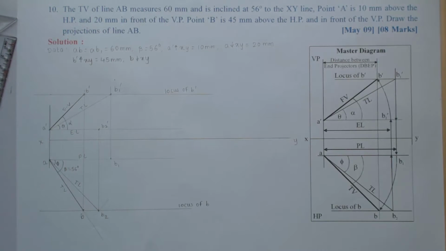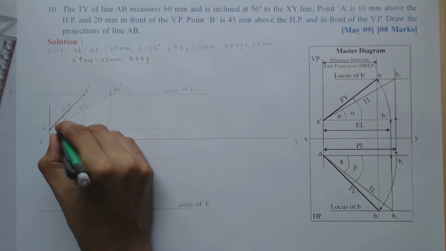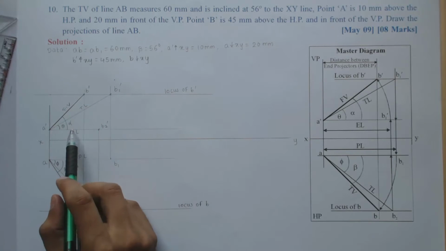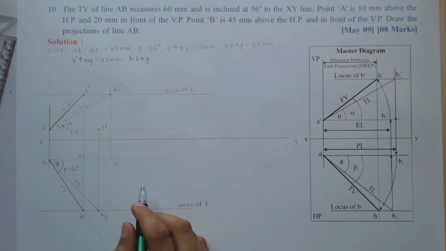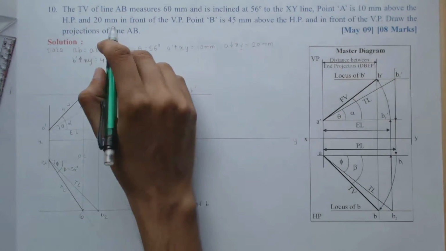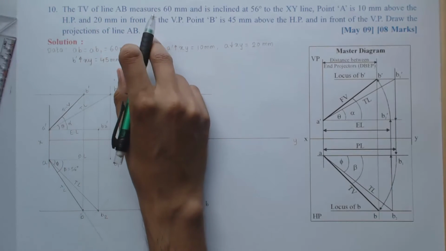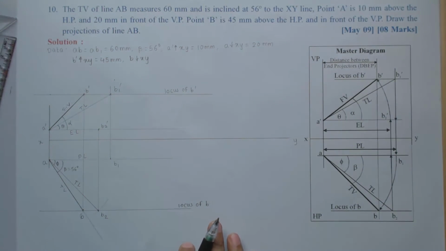So this completes the solution. For extra information, you can measure these angles theta and phi and write the values there, so that the examiner can verify with the answers. But since it is not asked in the exam, in the example, to measure any angle, we are not measuring it here. So this completes the solution for this problem.